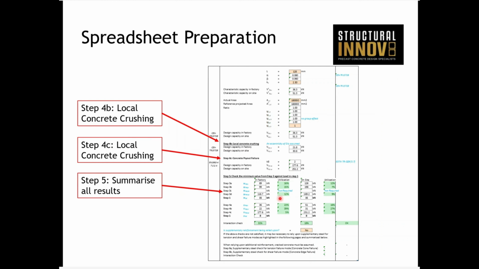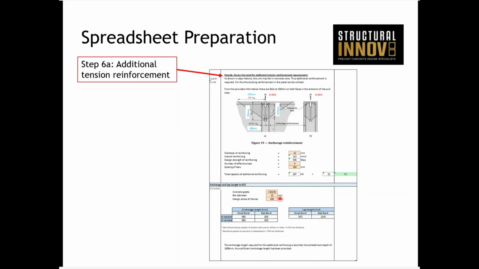Well, then you can look at supplementary reinforcement. So we spoke about that in lecture 3. Supplementary reinforcement came, I suppose, in 2 forms: one to check the tension failure modes and one to take the shear failure modes. And again, we just have 2 quick slides on that in the spreadsheet.